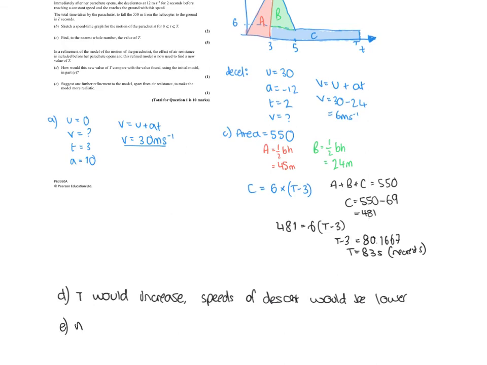Further refinement, there are a few here. We could be more accurate with the value of g, use 9.8. We could allow for the dimensions of the parachutist rather than just considering them to be a particle. We could allow for the effects of wind. We could not assume that it falls perfectly vertically, okay, allowing for the effects of spin of the parachutist. Those are the ones included in the mark scheme.